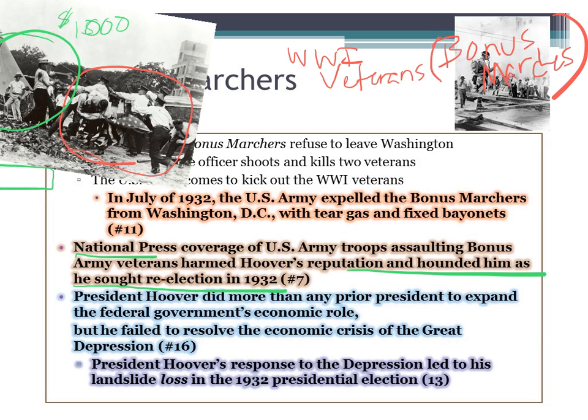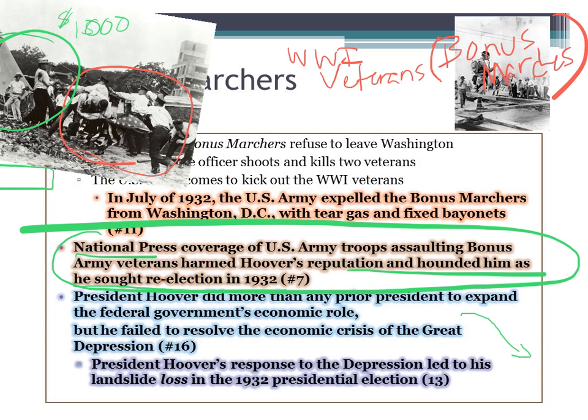Because Hoover, right, even though he does more than any other president to try and have the government fix our country's economy, he's still going to fail to solve that crisis, right? And I showed you that image of the money supply in our economy still going down all the way through his presidency in 1932. And because he fails to resolve the economic crisis, and because he's seen as completely and utterly insensitive to Americans when the Army troops assault the bonus Army, his response to the Depression is going to lead to his landslide loss in the 1932 presidential election to a Democrat.